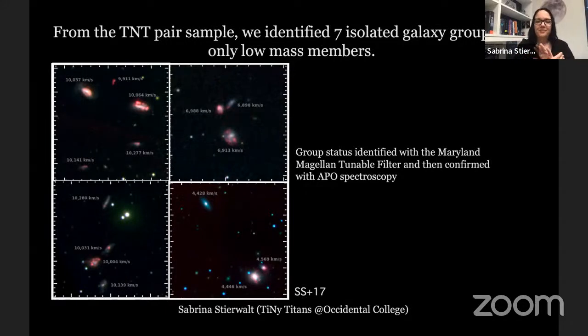rough spectrograph. Once we did that, we followed up with a real spectrograph to get redshifts of anything that we saw in our image.